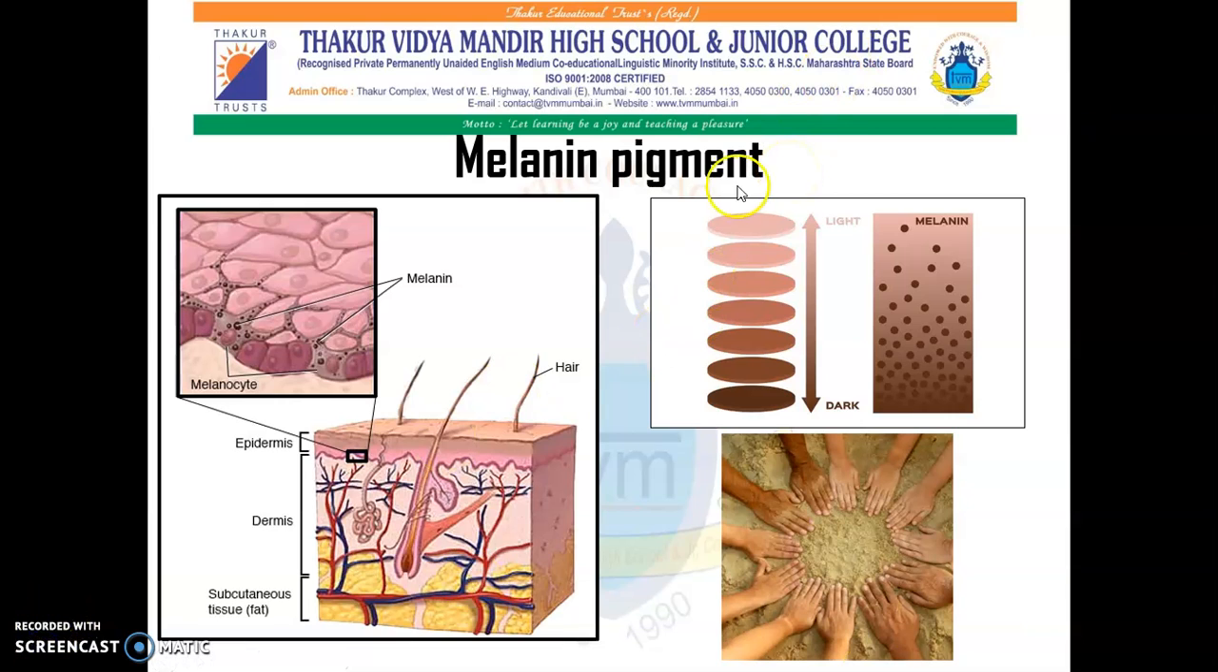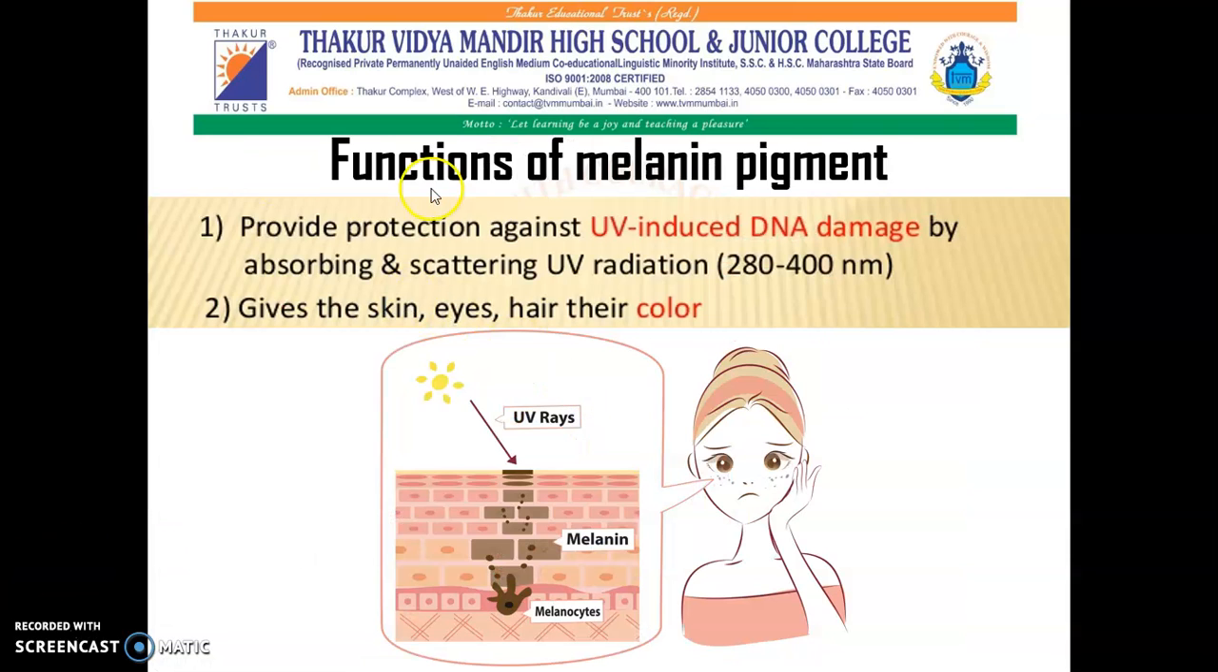The percentage of melanin decides the fairness or darkness of the skin. You can see over here, if there are more melanin pigments in the skin, then the skin will look darker. And if there are less melanin pigments, the skin will look light, that is fair. There are basically two main functions of the melanin pigment. It protects our skin and the inner parts of the organs from ultraviolet radiation, that is UV radiation, which is very harmful, by absorbing and scattering it. And melanin also gives the skin, eyes and hair their color.